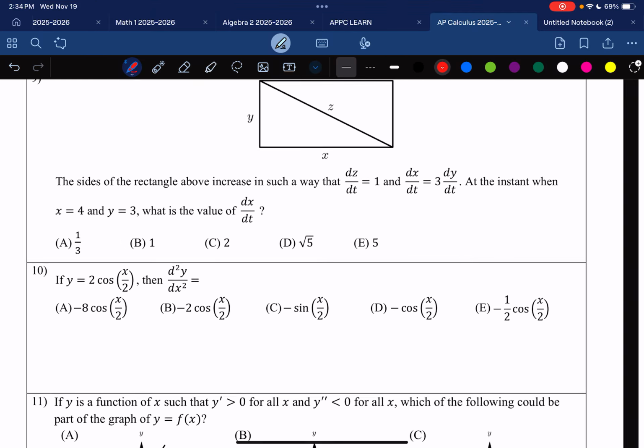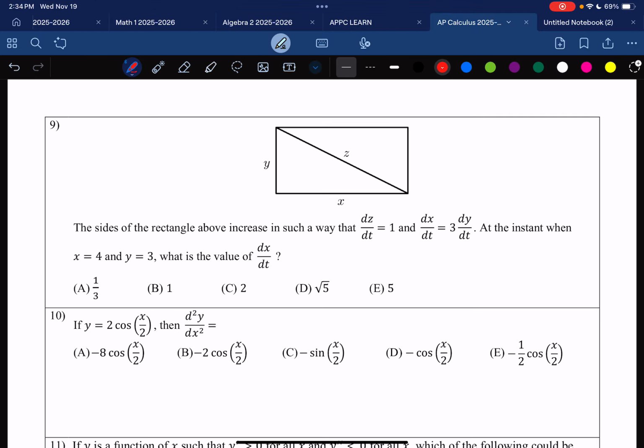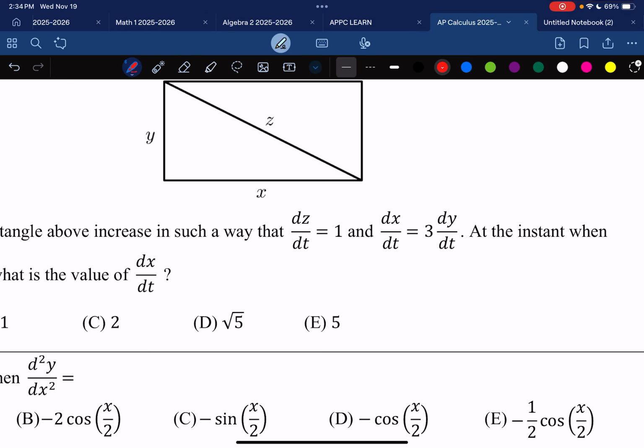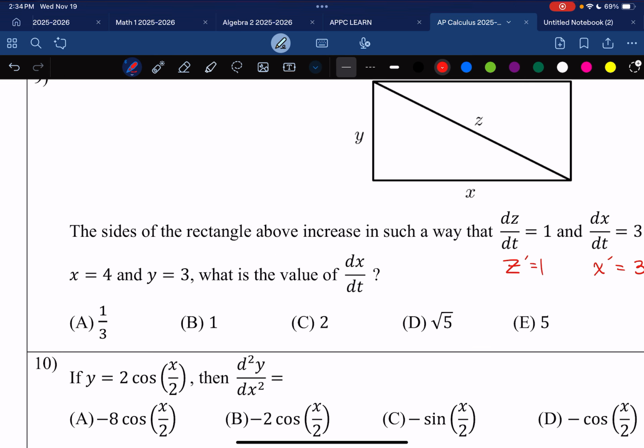In number 9, we have the Pythagorean theorem. I'm going to rewrite the input because it is difficult to determine what's going on. This is saying that z prime is equal to 1. This is saying x prime is equal to 3y prime. It's also telling us x is equal to 4 and y is equal to 3. And then this is asking for x prime. X prime is the question.